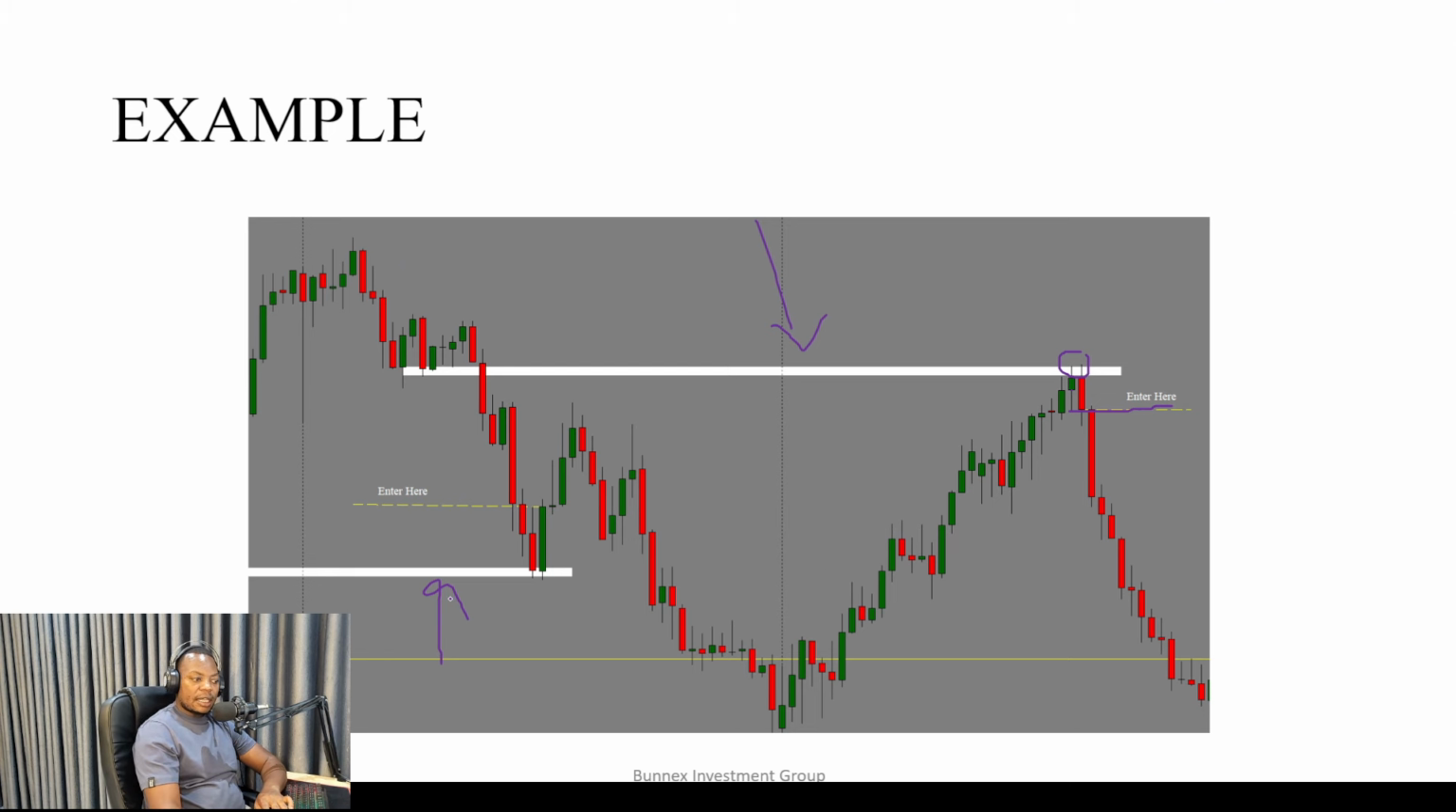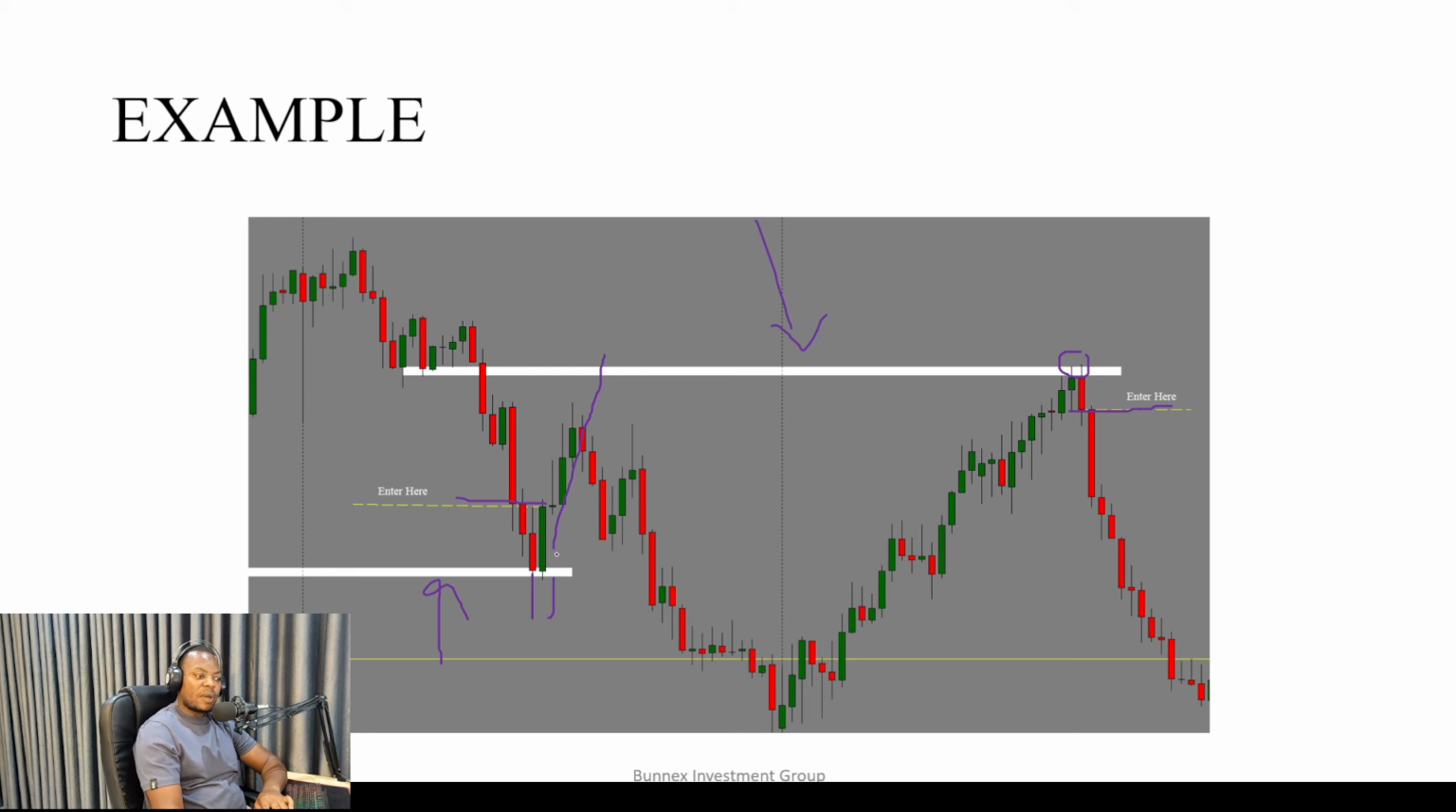We can see another one here. There was this red candle being engulfed by this green candle, and at the close of this particular point, that is where we will actually make a confirmed entry. Of course, this was not long-lived.